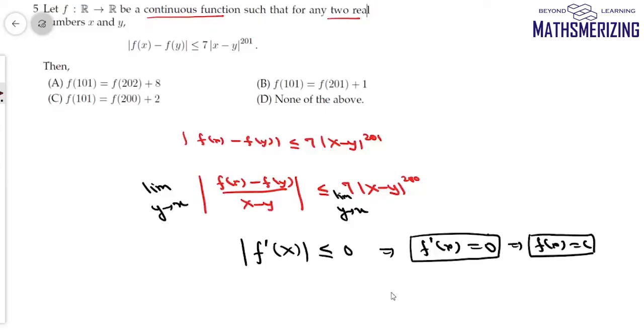Now if f(x) is a constant function, it simply means f(101) is equal to f(202) is equal to f(201) is equal to f(200). So none of these three options A, B and C hold. So the answer is simply D, which is none of the above.